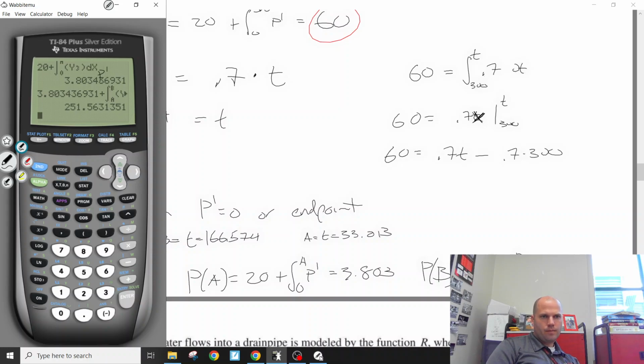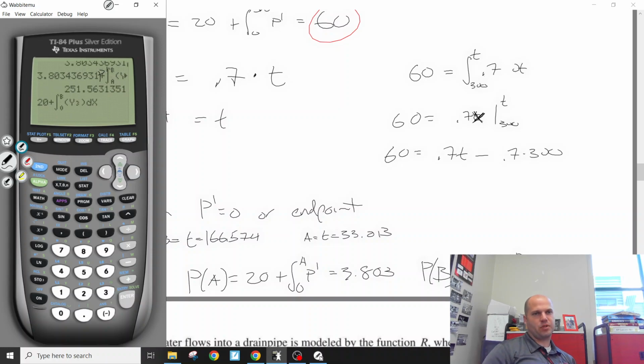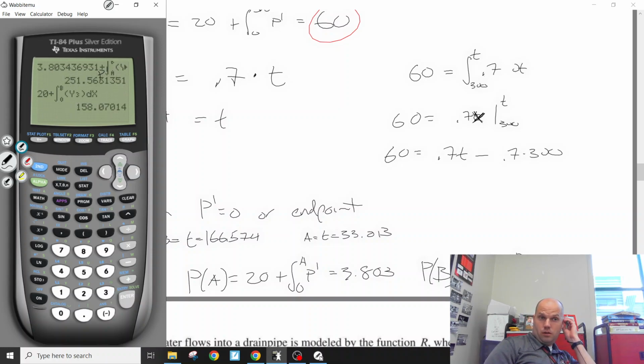You could have done 20, the initial amount, plus the integral. Honestly, this is easier. It's less to type in. 20 plus the integral from 0 to B. Let your calculator find all of the displacements, all of the changes in position. Oh, that's a problem. Why did I get a different number? Is that because I didn't add? What the hell?